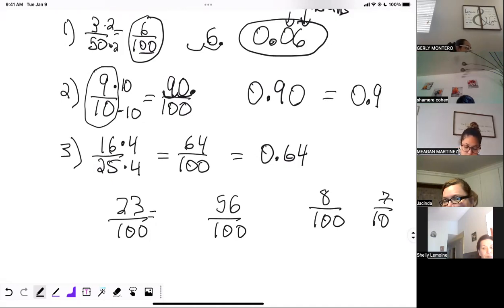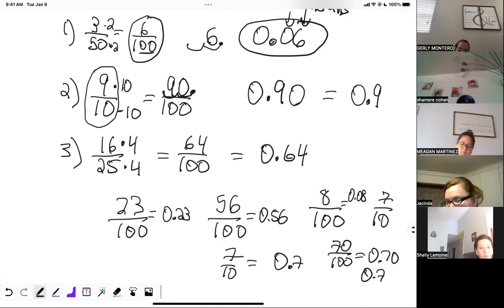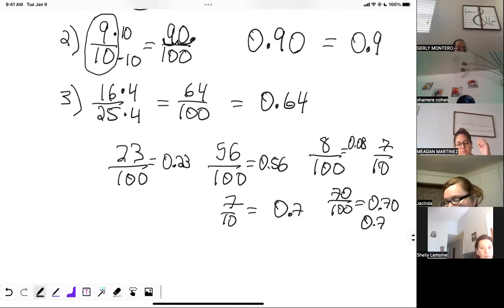This might help anyway. 23/100 means it's going to be 0.23. 56/100, 0.56. 8/100, 0.08. They have to end in the hundredths spot. 7/10 is just going to be 0.7. But if I do 70/100, that's going to be 0.70, which is still 0.7. You just don't need the 0.